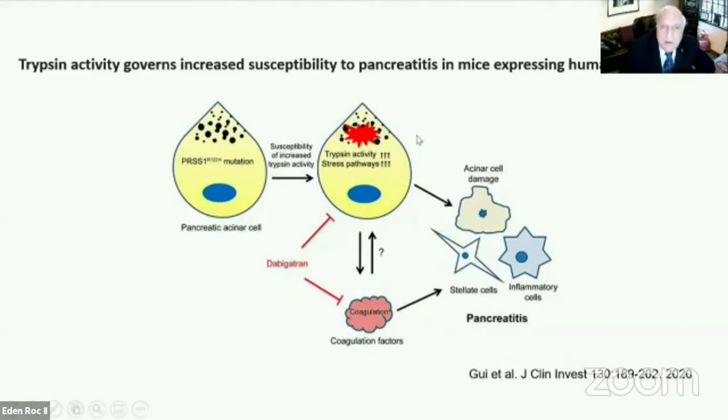However, in the whole animal, you see in the picture in the middle, there was increased trypsin activation, increases in the stress pathways, and more acinar cell damage that you see on the right, more inflammation, and even stellate cell activation, which is a precursor to developing more chronic forms of pancreatitis. The other thing that was observed was fibrin in the tissue, suggesting a coagulation disorder. And Bowen and his team actually had the idea of adding a prothrombin inhibitor, dabigatran, to see if that would improve the pancreatitis, and it actually did, which was quite an interesting observation in the field.